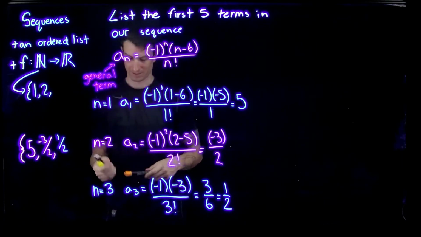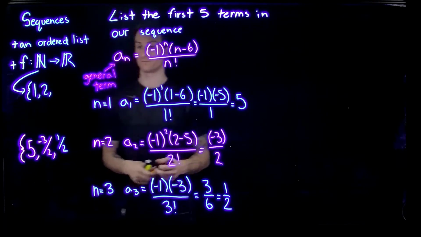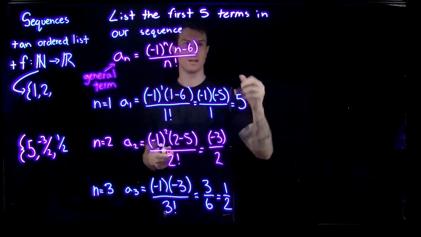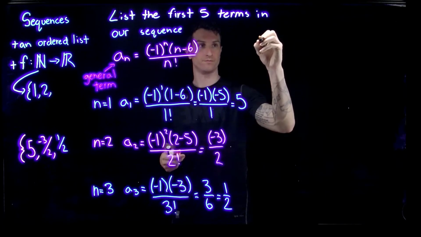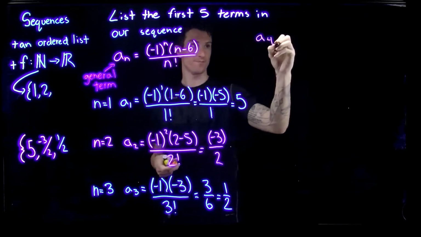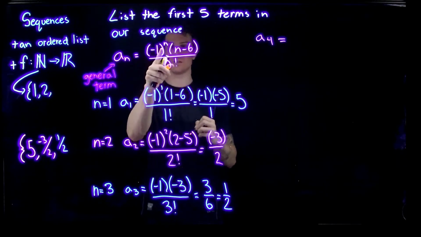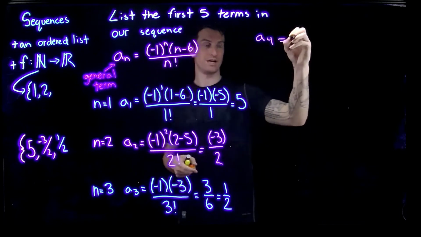Okay, so hopefully you paused the video. I'll go ahead and do A4. So over here, we'll do A4. Right, well, what is that? That's when n is equal to 4. We plug it in. Negative 1 to the 4th power, positive 1.